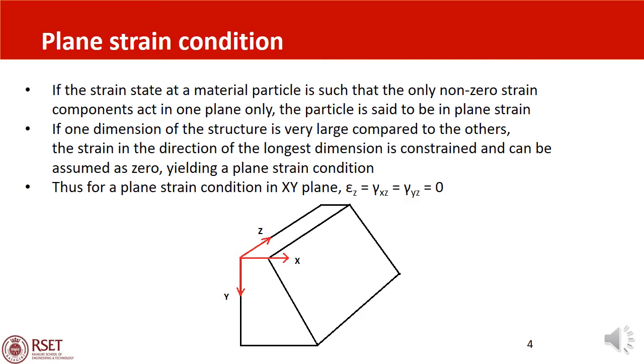A classic example for a plane strain condition would be a dam that is supporting water load. So here we can see that for a dam, if the xyz coordinates are taken like this, along the x and y directions we have smaller dimensions as compared to the dimension in the z direction. So all the strain components in the z direction can be approximately taken to be 0.